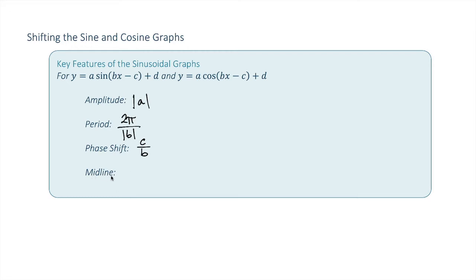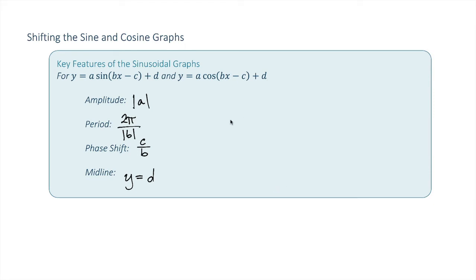And then we have the midline, and the midline is the line that the sine or cosine curve appears to be oscillating around. So this is y equals d, this number out here that's being added outside of the function.